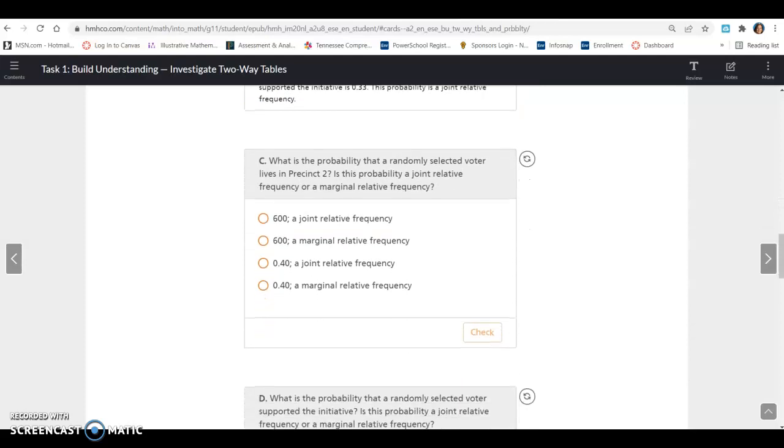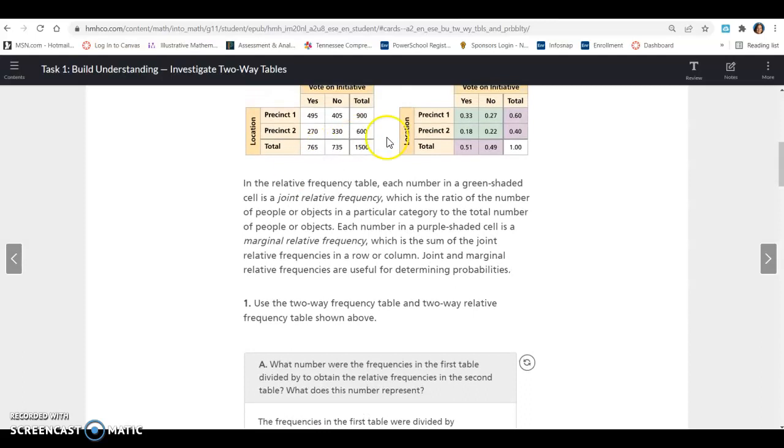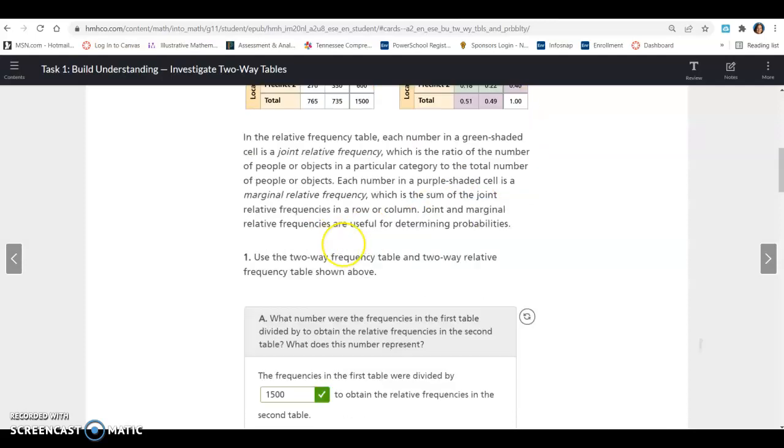All right, what is the probability that a randomly selected voter lives in precinct 2? Is this probability a joint relative frequency or a marginal relative frequency? All right, so we need to know how many voters live in precinct 2. Precinct 2 would be this whole row here. So this is going to be 40%, and it's in purple, so it's marginal.